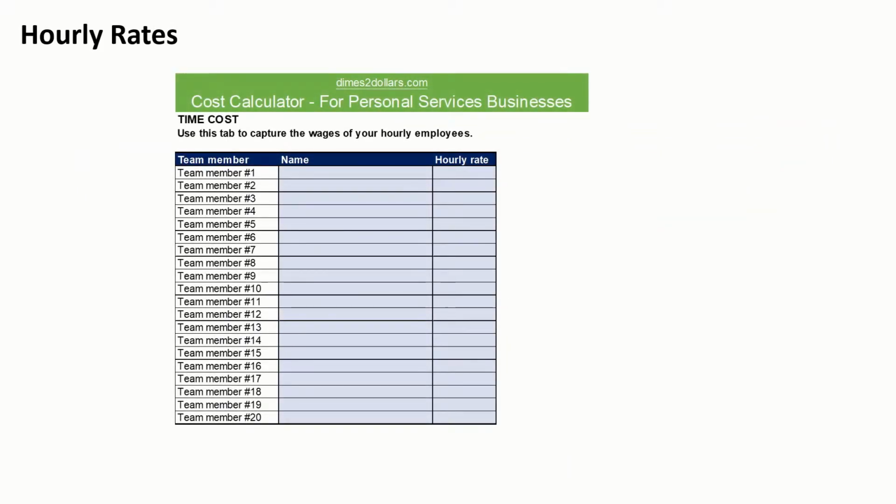This next tab is going to capture the time cost. So you have employees in your business to whom you pay salaries or wages per hour. You're going to start capturing that here. Go down this list and key in the name of the employee and the hourly rate you pay them.